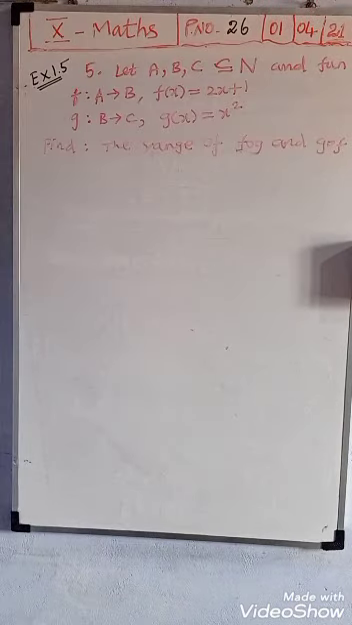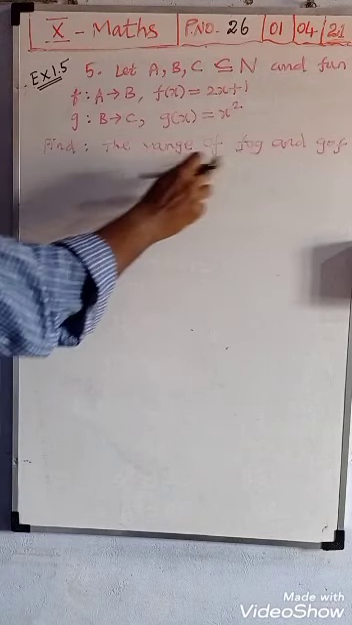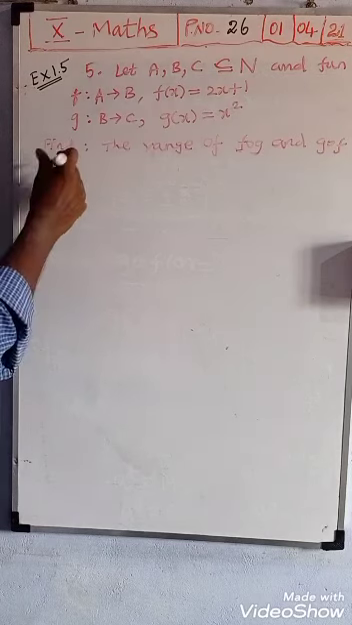That's all. See next question, fifth one. Let a, b, c be a subset of natural numbers and a function f is A tends to B, defined by f of x is equal to 2x plus 1. Then the function g is B tends to C, defined by g of x is equal to x square. Then the question is to find the range of f composition g and g composition f.